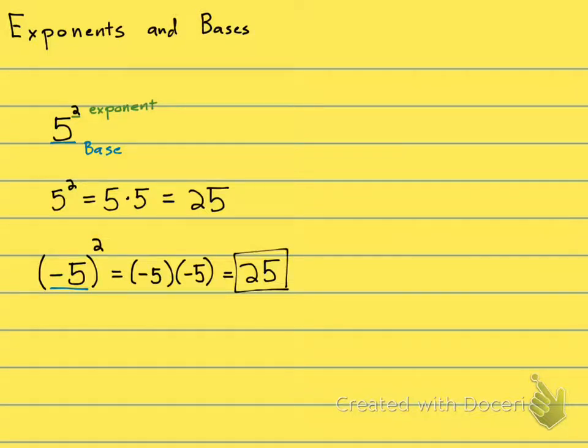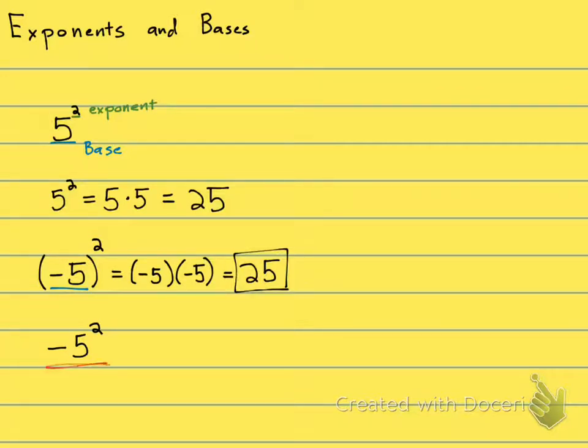Now, take a look at this. If I were to read these, I would read this as -5 squared. I would also read this as -5 squared. But the answer is very different whether that negative is inside the parentheses or not.